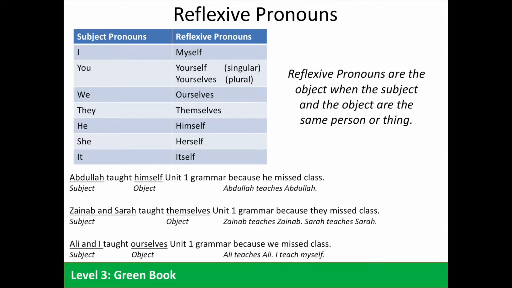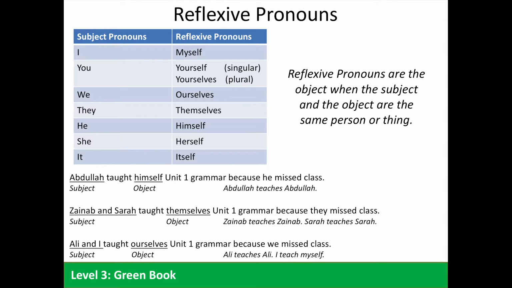So reflexive pronouns are the object of a sentence when the subject and the object are the same person or thing. As you can see from our chart, each subject pronoun has a reflexive pronoun. Take a moment, pause the video, and review the chart. Now, let's talk about some examples.